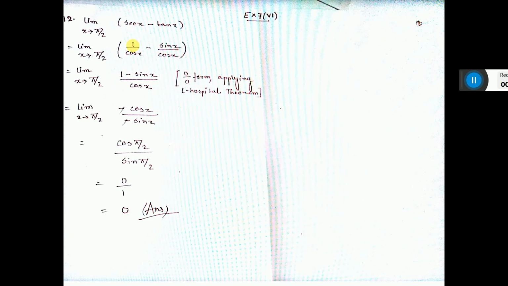This sec means 1 by cos, tan means sin by cos. If you take LCM, then 1 minus sin by cos. Now 1 minus sin, here you see, if you put pi by 2, sin 90 is 1, so 1 minus 1 is 0, cos 90 is 0, 0 by 0 form. Now you differentiate: 1 differentiation is 0, sin differentiation is cos x, and cos x differentiation is sin x. Now you put x equal to pi by 2, cos pi by 2 is 0, sin pi by 2 is 1, that is 0 by 1, that is 0 answer.